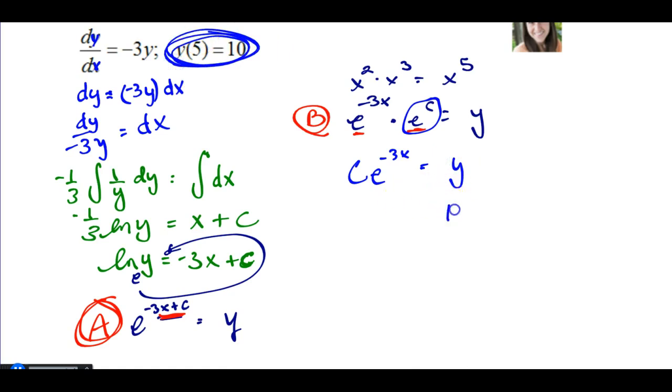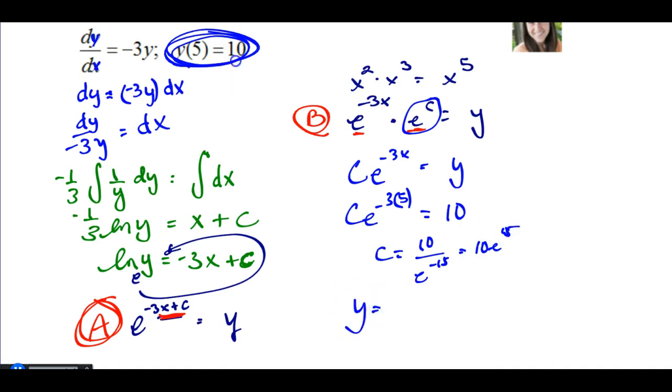And if they give me a point, I can plug in the 10 for the y and the 5 for the x and solve for c. It's not very nice. We'll just leave it maybe e to the negative 15. Well, actually, I can bring that up. This is really 10e to the 15th.